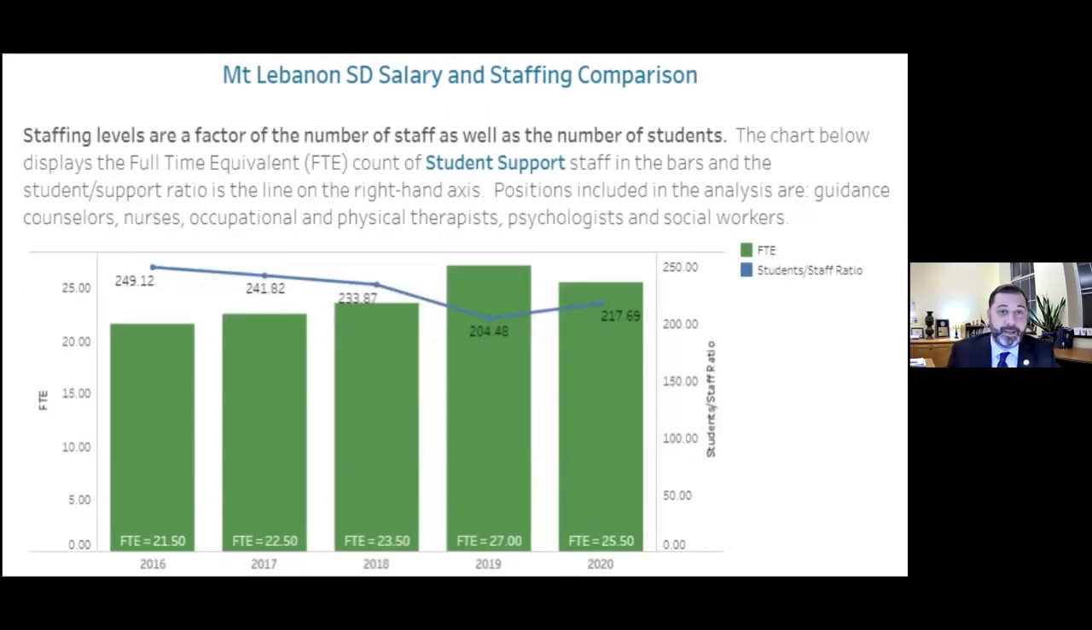Some more FTEs as far as student support staff. Again, we have 25.5 FTEs handling that ratio there. And these, again, were our counselors, nurses, occupational and physical therapists, psychologists, and social workers.